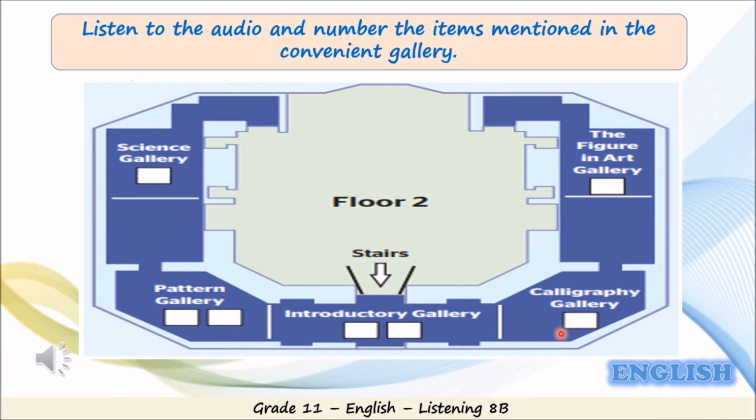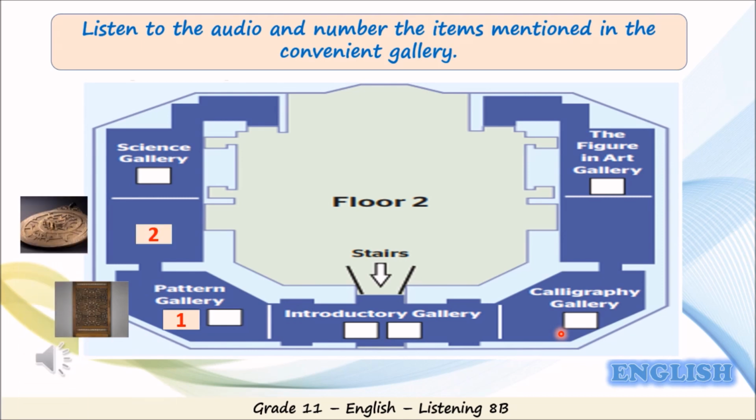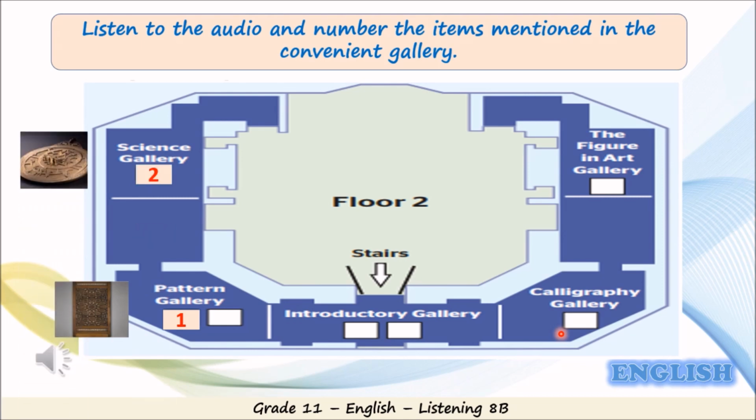Great! I hope you have spotted the items mentioned in the corresponding galleries. So, what is the first one? So the pattern gallery in which we can find the part of the door. Good. Then, 2. The science gallery in which we can find the astrolabes. Introductory gallery in which we can find the jewelry and the necklace. Very good.